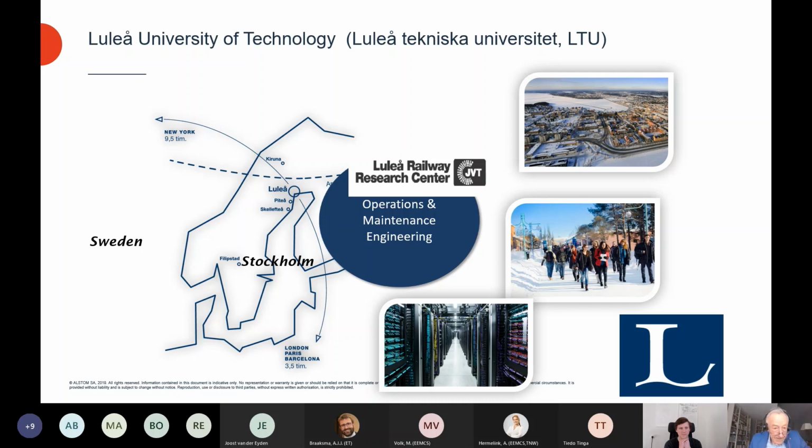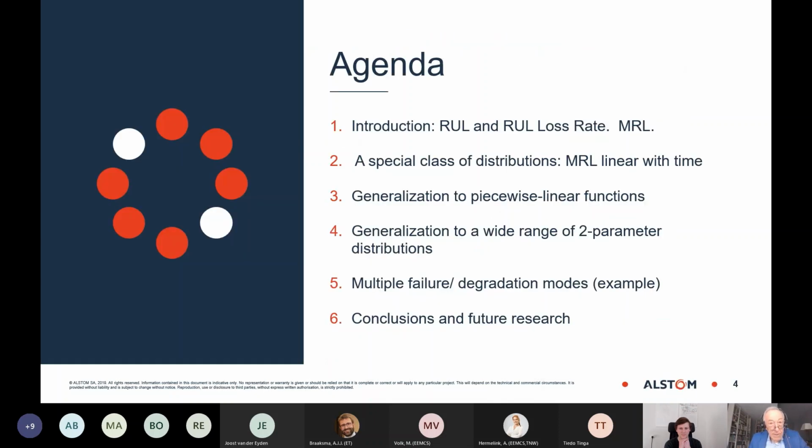So today, after an introduction to the concept of RUL loss rate and MRL, I'll discuss a special class of distributions, those which have an MRL, mean residual life, linear with time. Then we'll generalize in two ways. Then we'll end up by taking a look at multiple failure and degradation modes and conclude.